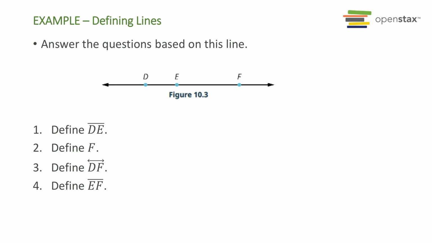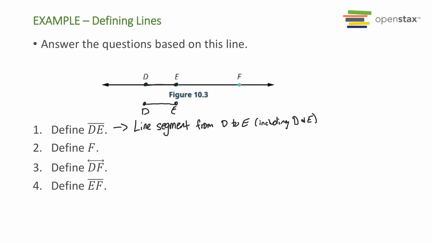So let's look at each of these. And we want to define what each of these means, and then look at them on this figure 10.3. So starting here with number 1, this is a line segment. This is a line segment from D to E, and that includes D and E. So line segment from D to E, and we're including the endpoints. So that's right here on our figure. So that's that D to E line segment.